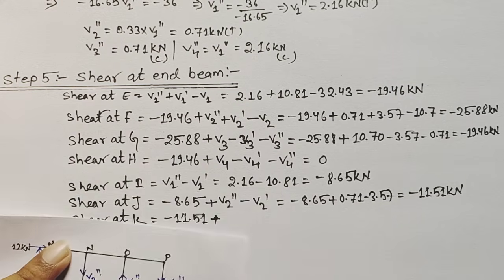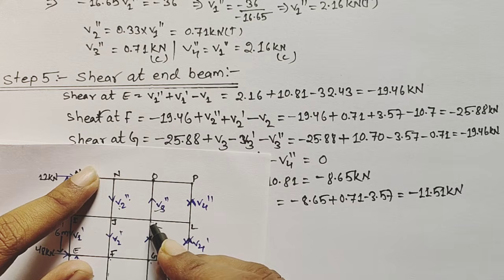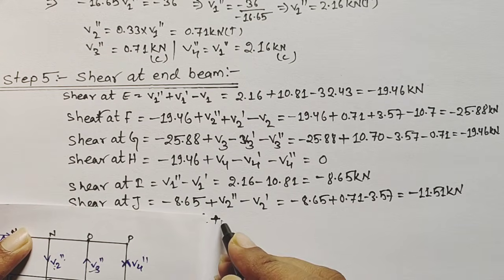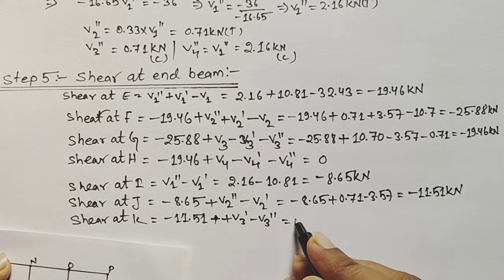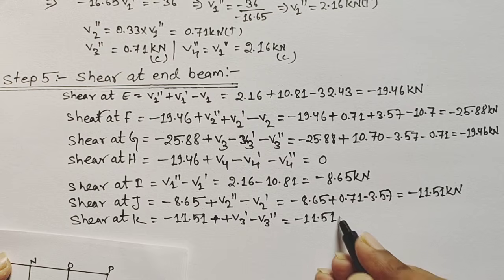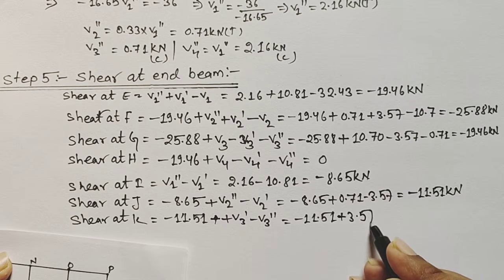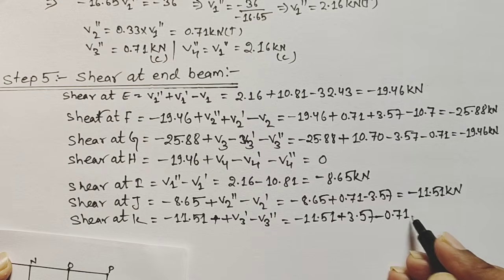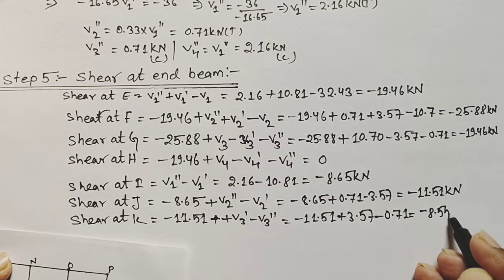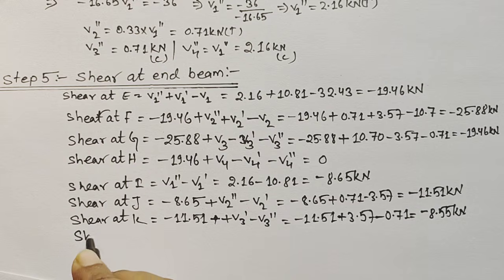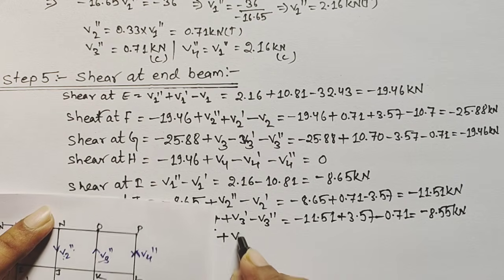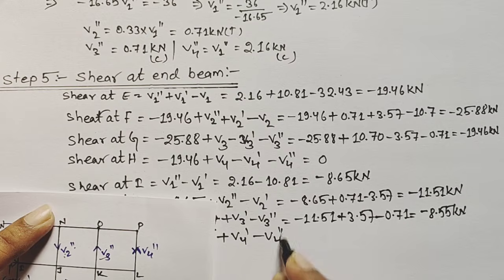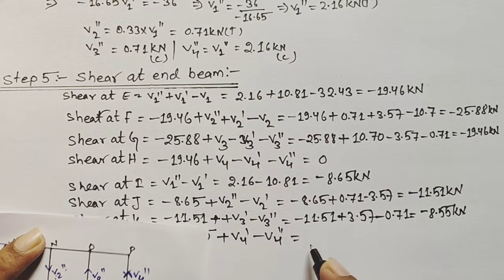At K, V3 dash is moving toward K and V3 double dash is moving away. So positive V3 dash minus V3 double dash, put the value and find the answer: minus 11.51 plus 3.57 minus 0.71, which will be equals to minus 8.55 kilonewton. Similarly, shear at L will be equals to minus 8.55 plus V4 dash minus V4 double dash, toward and away, equals to 0.